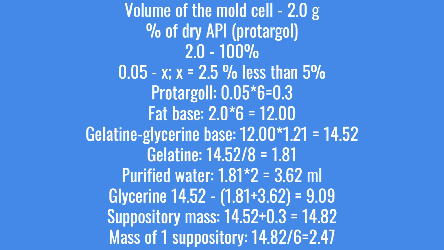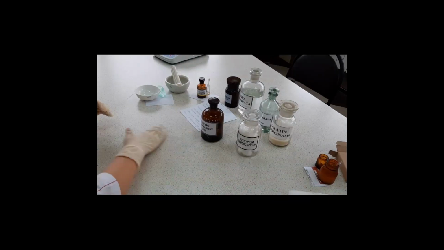Using the transition factor of 1.21, calculate the total amount of the gelatin-glycerol base and the amount of each component of this base, in particular gelatin, purified water, and glycerin. After that, calculate the mass of the total suppository mass and the mass of one suppository.